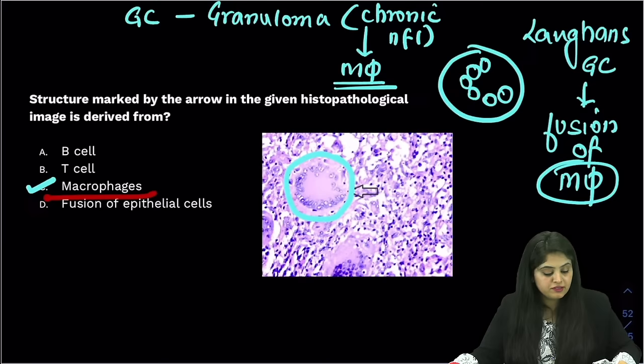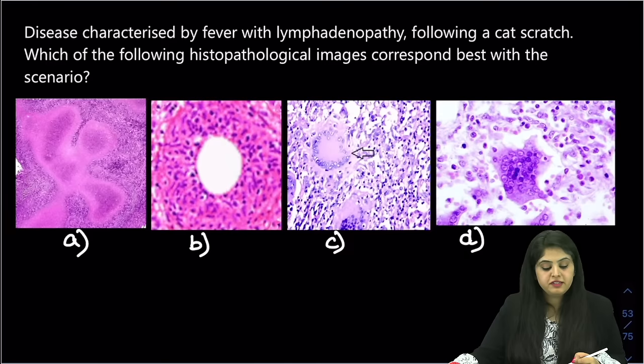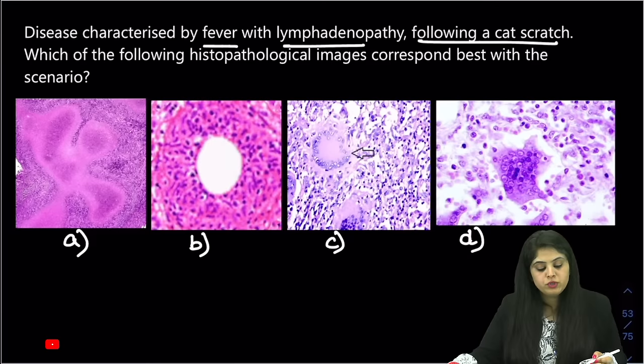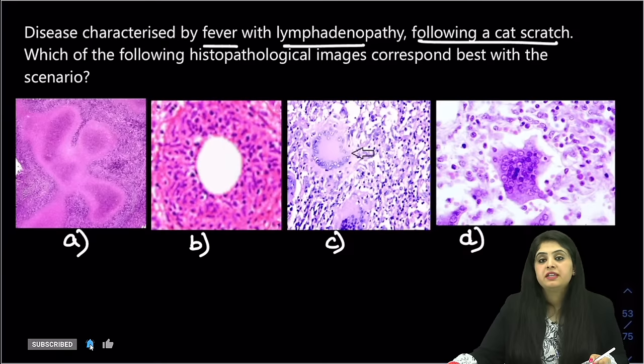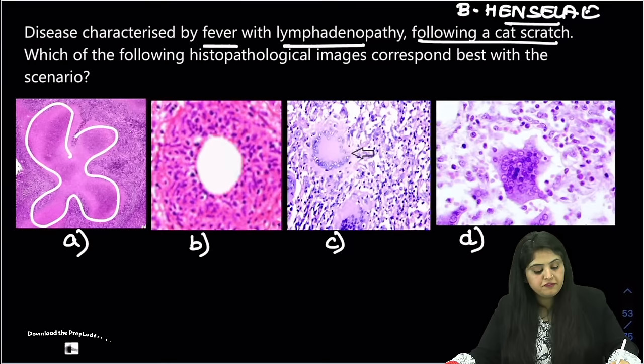Then you are going to obviously tell me the answer to the next question also. So first tell me the answer, then I'll discuss. There's a disease characterized by fever with lymphadenopathy followed by a cat scratch. Which of the following histopathological images corresponds best with the scenario shown? A, B, C, D. Everything about cat scratch. Cat scratch means they are telling me about a disease called Bartonella henselae. And if that is given, this means I have the famous stellate granuloma.